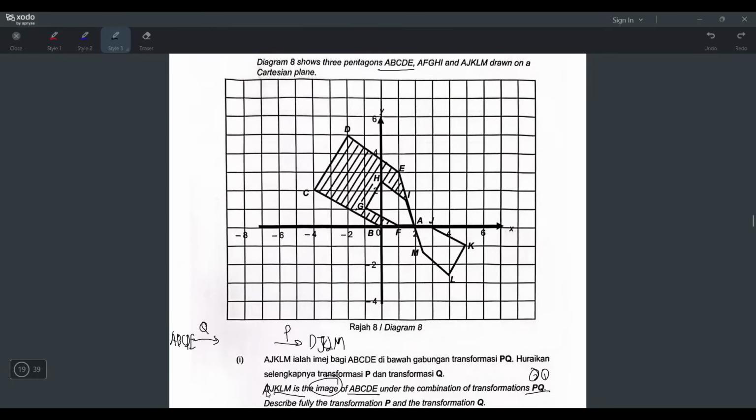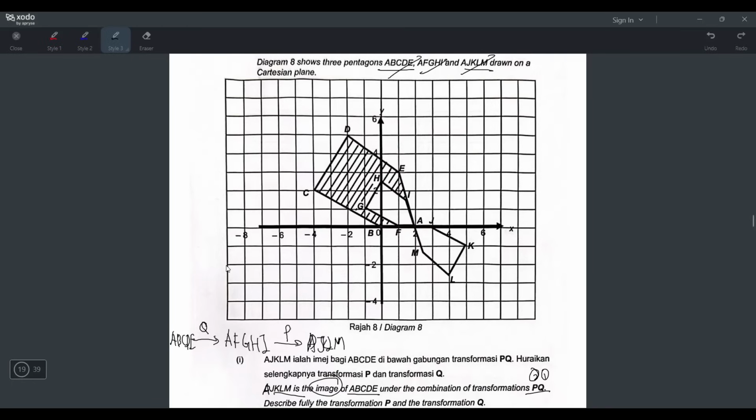I think they made a mistake here. Yeah, this one is A, J, K, L, M. So A, J, K, L, M, and the A, B, C, D, E, you already know, A, B, C, D, E is the first object. And then AJKLM is the final image. So automatic, the FGHI, that one will be automatic, the one in the middle.